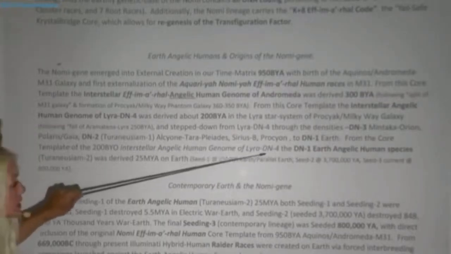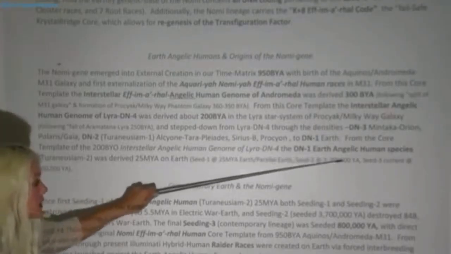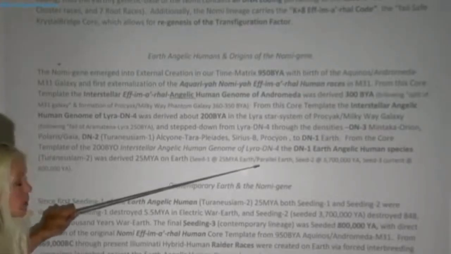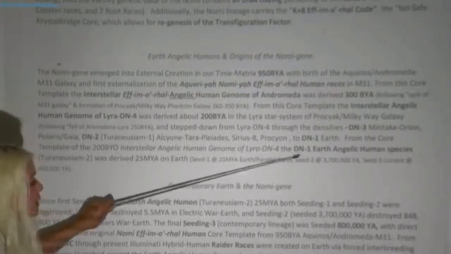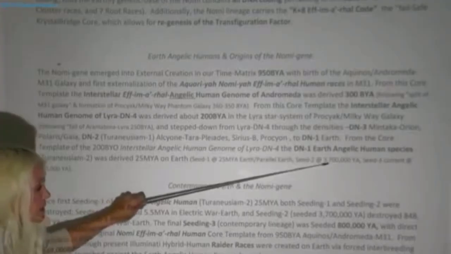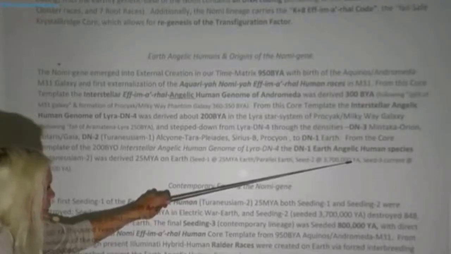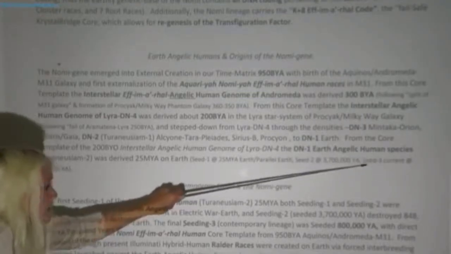From the core template of the 200 billion year old interstellar angelic human genome of Lyra density 4, the density 1 Earth angelic human species, the Taurinaceum 2, was derived 25 million years ago on Earth. Seeding 1 was 25 million years ago on Earth and parallel Earth. They were wiped out by, I believe it was the electric wars, 5.5 million years ago. Seeding 2 was seeded 3,700,000 years ago on Earth. They were wiped out by the 1,000 Years' War, and I forget exactly when that was, but I have it on the history charts. And then seeding 3 was our current one.